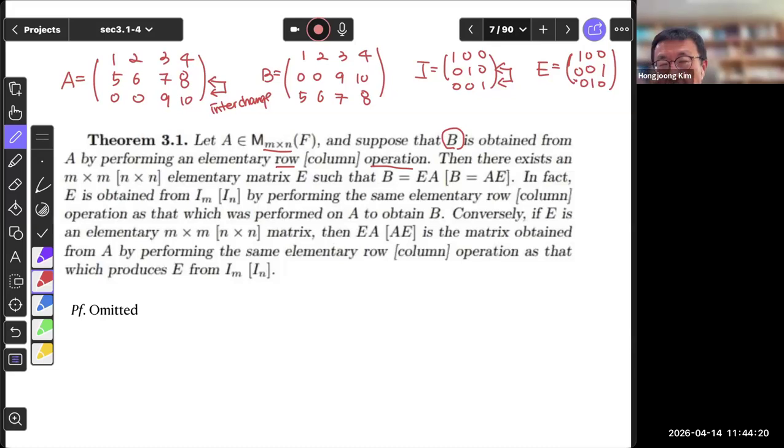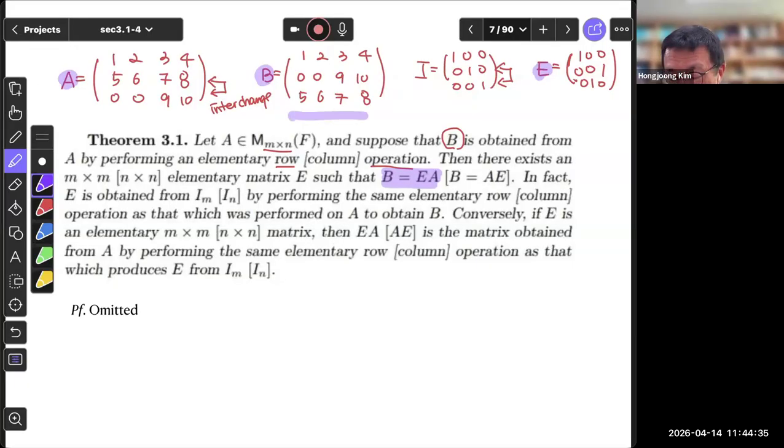Then the claim is this. The relation between B, A, and E is this: my matrix B will be the same as E times A. That is the claim of this theorem, and that claim will hold for any elementary row operation. That is the main claim of this chapter.